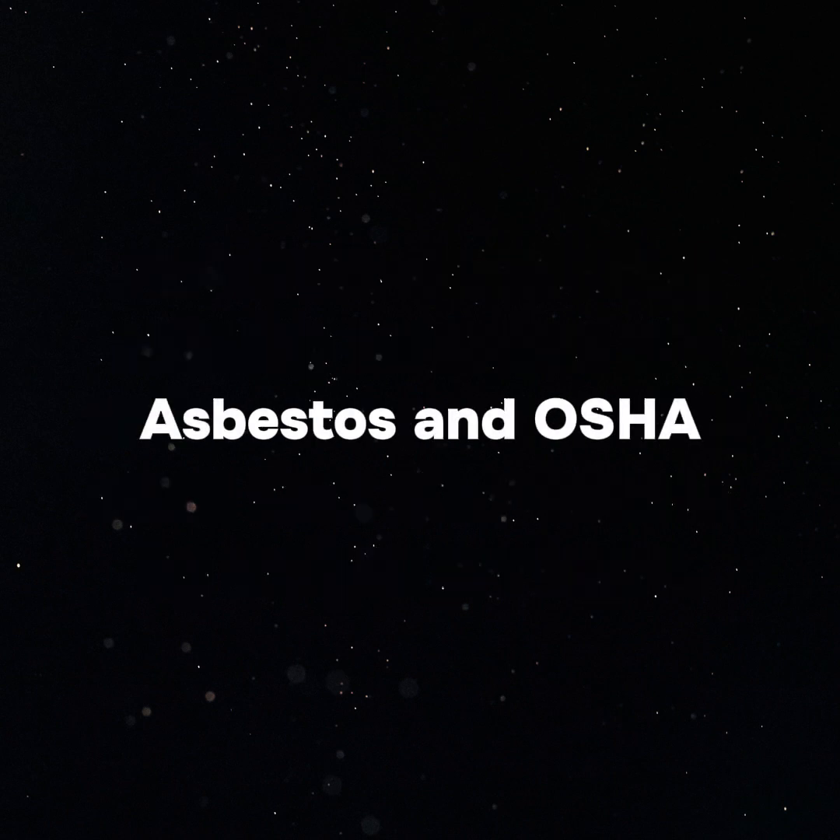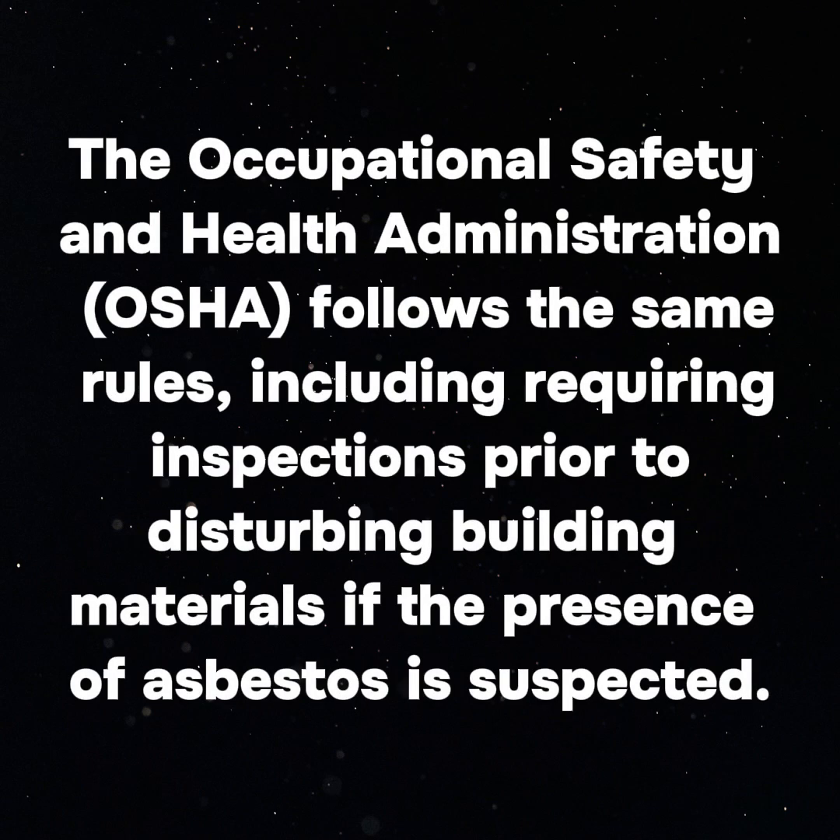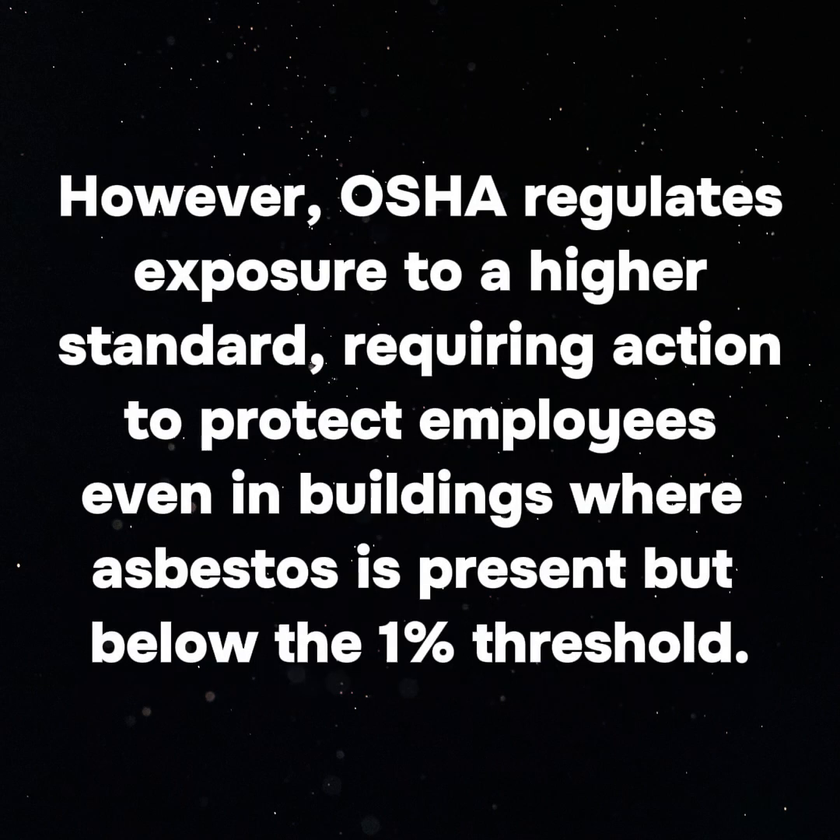Asbestos and OSHA. In addition to requirements placed on building owners, employers must protect their employees from asbestos. The Occupational Safety and Health Administration, OSHA, follows the same rules, including requiring inspections prior to disturbing building materials if the presence of asbestos is suspected. However, OSHA regulates exposure to a higher standard, requiring action to protect employees even in buildings where asbestos is present but below the 1% threshold.